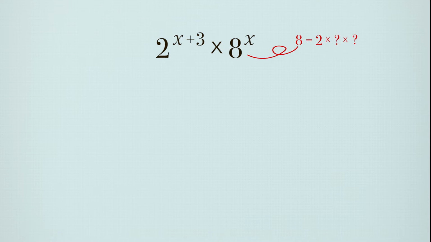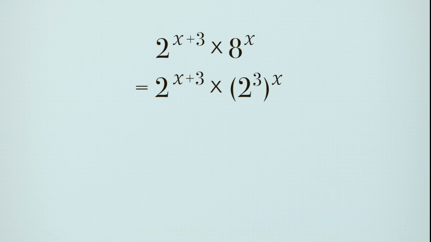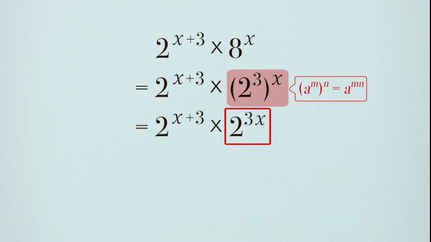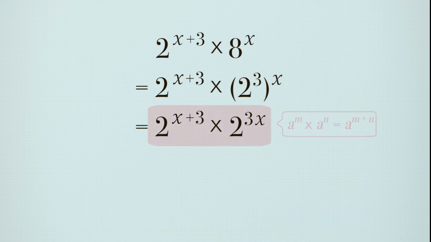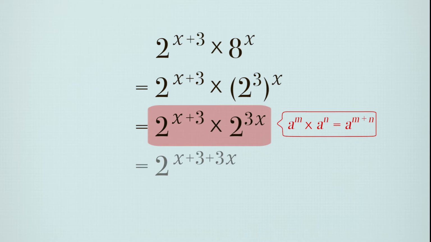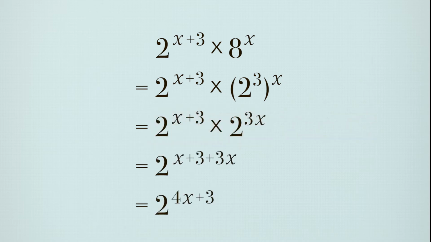Now let's see if we can write 8 as a power of 2. Well, 8 is 2 times 2 times 2, or 2 cubed. So 8 can be written as a power of 2. Using this law of indices, we can then simplify this further to 2 to the power of 3x. Now that the bases are the same, we can add the indices to get this. When simplified, we get 2 to the power of 4x plus 3.